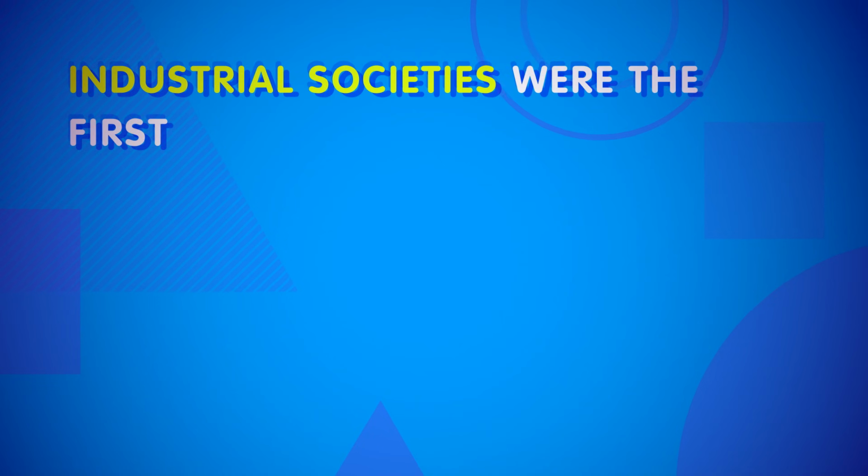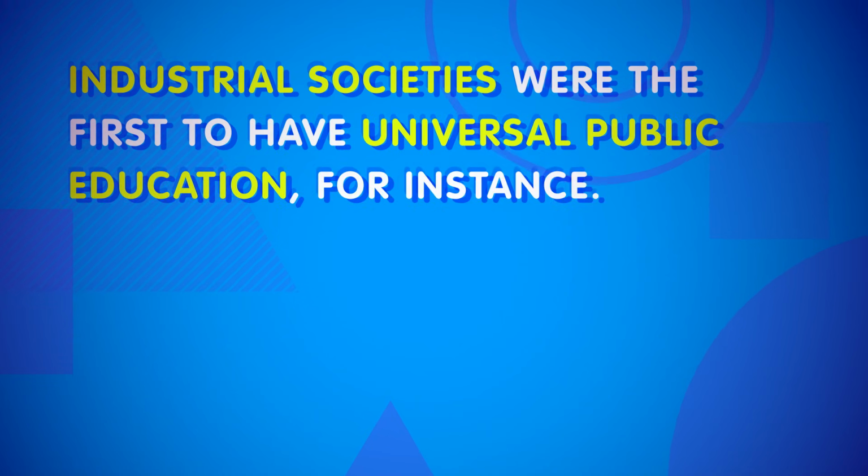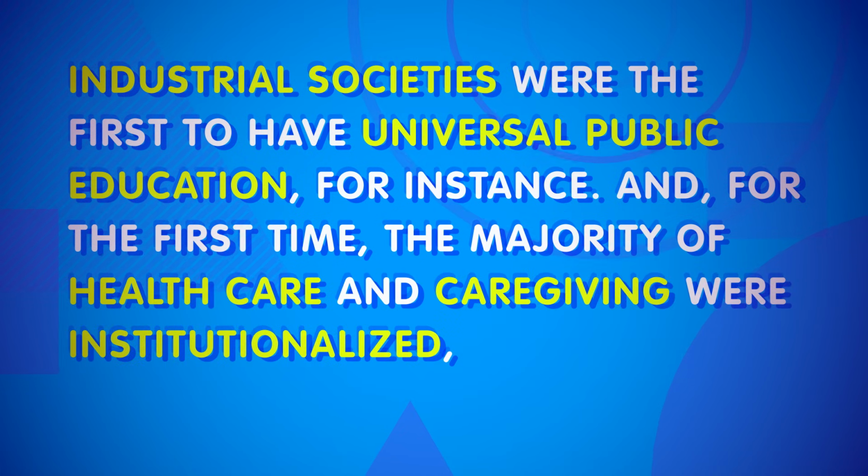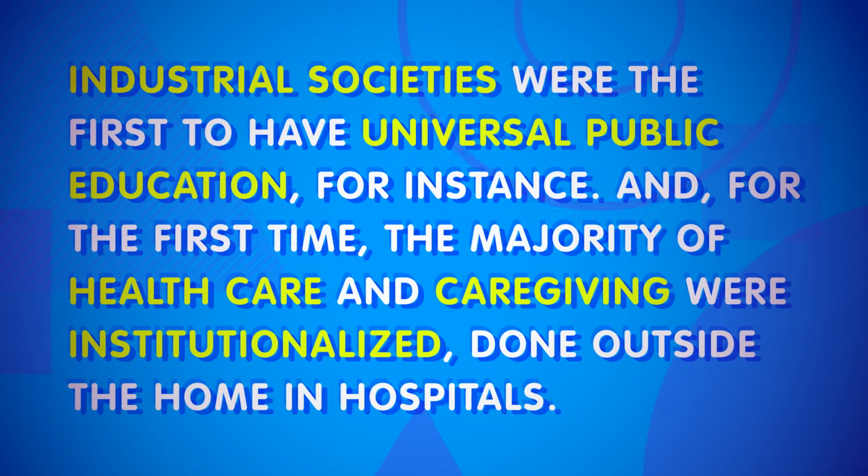Industrial societies were the first to have universal public education, for instance, and for the first time, the majority of healthcare and caregiving were institutionalized, done outside the home in hospitals. The need to keep production organized also meant an increasingly urbanized population, because it's easier to control the resources you need if they're centralized. So people moved from the countryside to urban centers where the industrial jobs were.